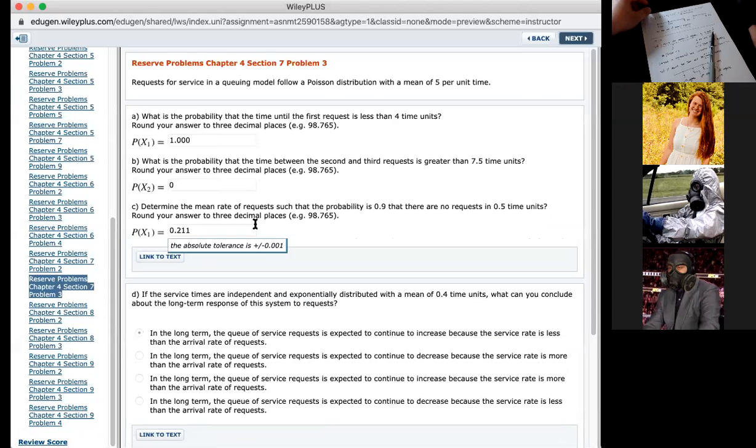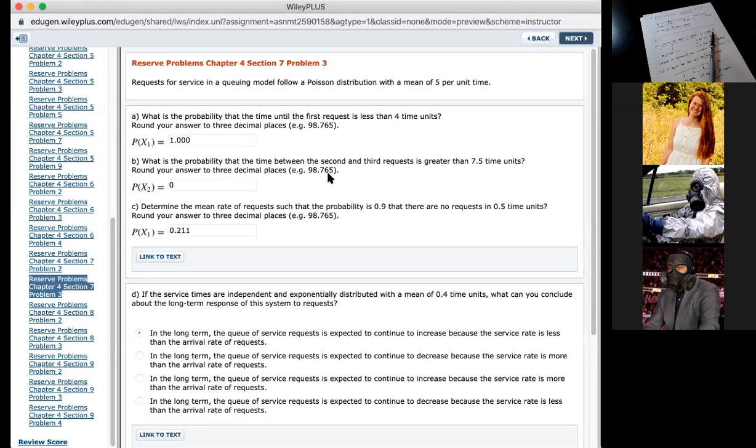Okay, so the question is this: requests for service in a queuing model follow a Poisson distribution with a mean of 5 per unit time. So the average number of requests is 5 per unit time. Okay, and then what is the time?